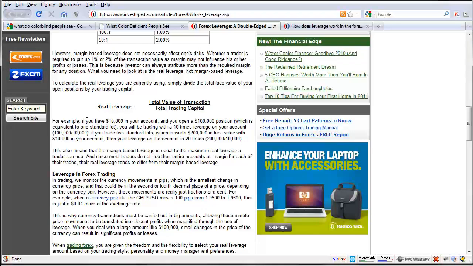This just gives you a little brief overview. For example, if you have $10,000 in your account and you open up a $100,000 position, which is equivalent to one standard lot, okay, one standard lot is equivalent to $10 per pip. What it's telling you is that you're borrowing 100,000 while what you're actually risking is less. So you'll be trading 10 times leverage on your account. If you trade two standard lots, which is worth $200,000 in face value, with $10,000 in your account, then your leverage on the account is 20 times.